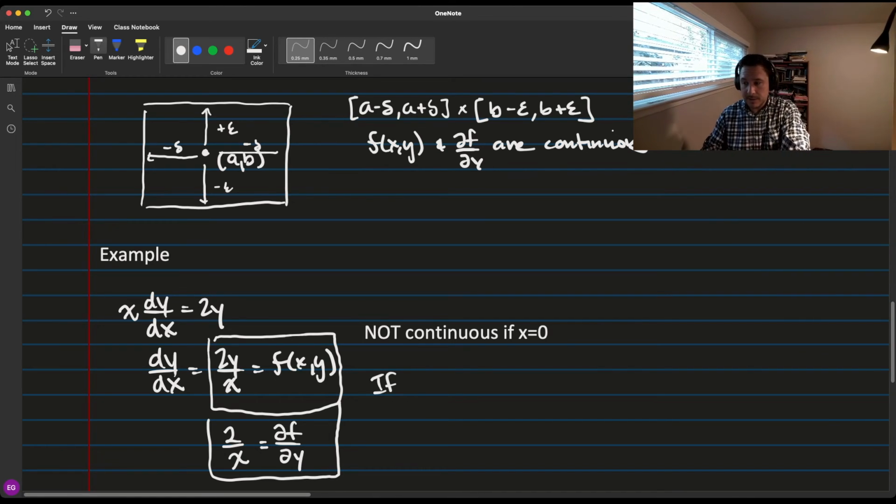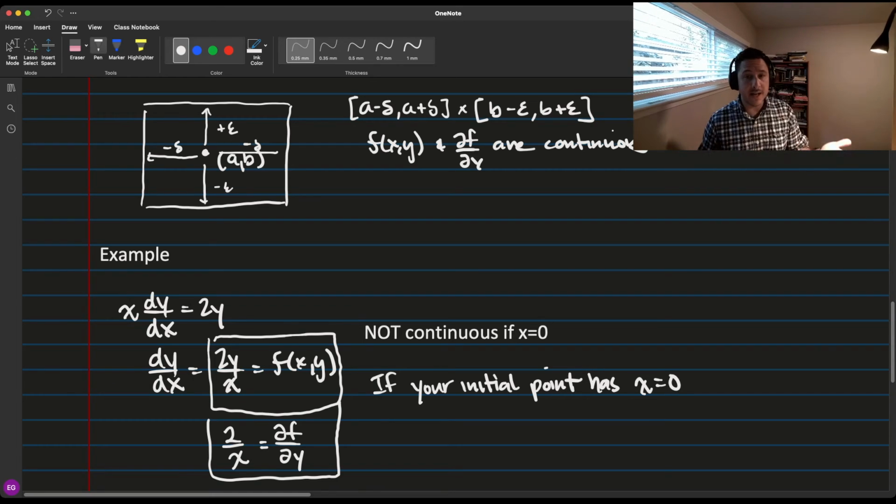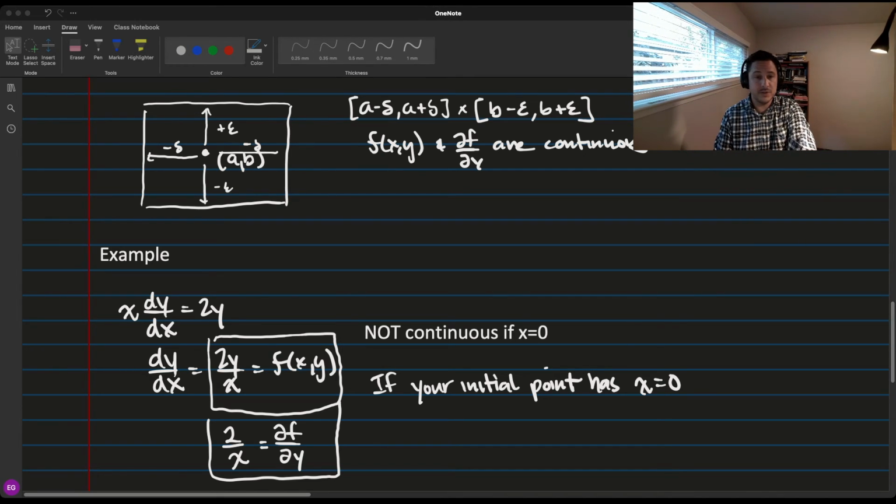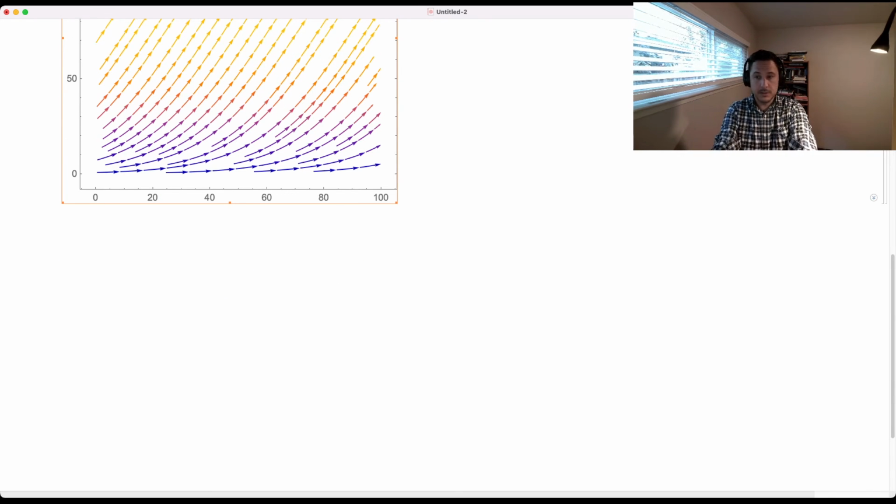If your initial point has x equals 0, you're not going to have a solution. But if you look anywhere else, yes, you will have a solution. And I'm going to go to Mathematica and have it do the stream plot, and you'll see how this plays out.